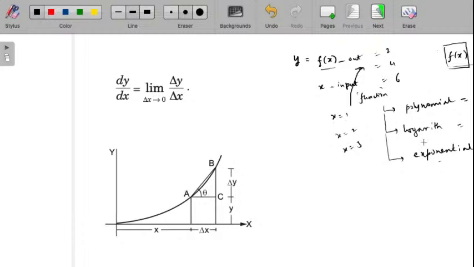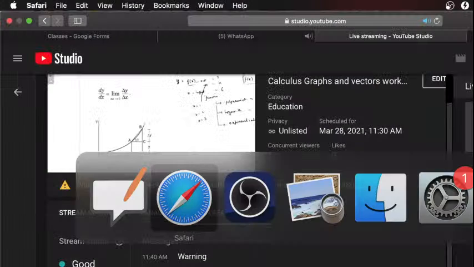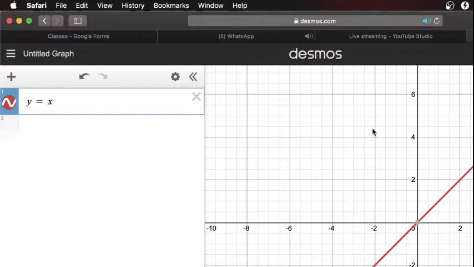So before that, let us understand how the variation can be understood, right? We could understand the variation in a lot of ways. One of the simplest ways is to understand it through a graph.